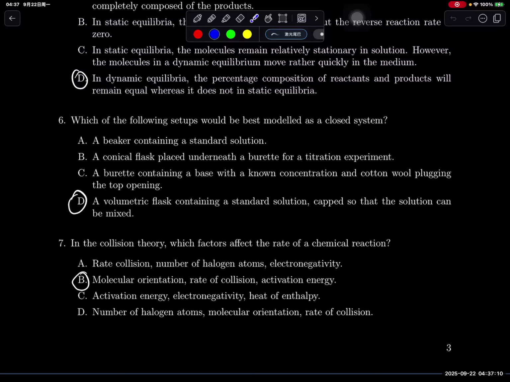The burette containing, again, the burette is also opened. A volumetric flask containing standard solution is capped, so that the solution can't be mixed. So in this case it will be a closed system.